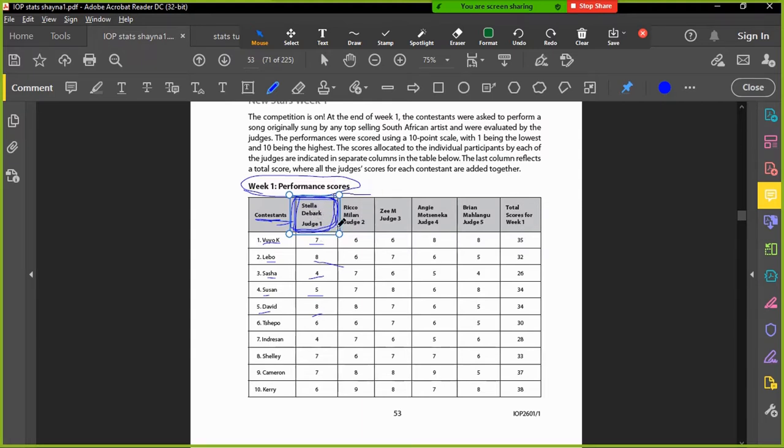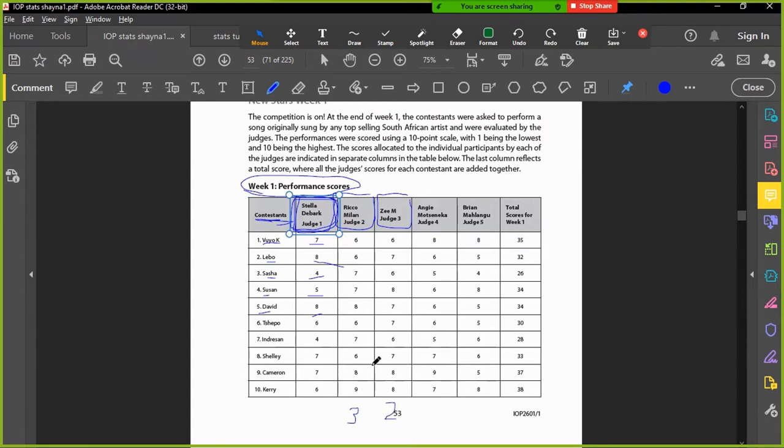What is Rico's range? 9 minus 6 is 5. No, 9 minus 6 is 3. Oh God, so bad, sorry. Z is 8 minus 6, which is 2.